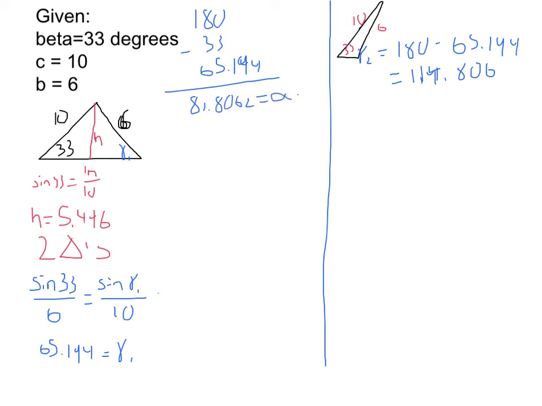But that's alpha 1. Same process over here on the right. 180 minus our given angle of 33, and our gamma 2, sorry, having trouble writing and speaking at the same time. So then we subtract over in our second triangle and we get our second alpha, which this time would be 32.193, and that's alpha 2.